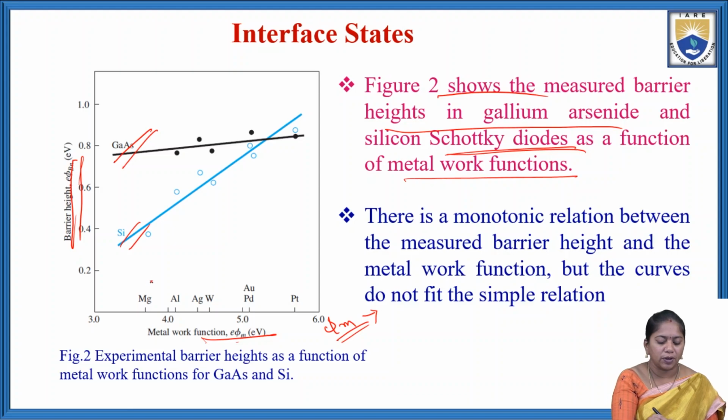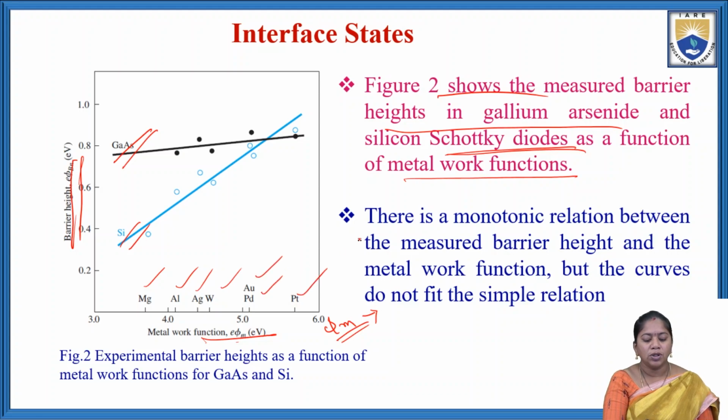Here different metals are taken: magnesium, aluminum, silver, tungsten, palladium, gold and platinum. Platinum has the highest metal work function.